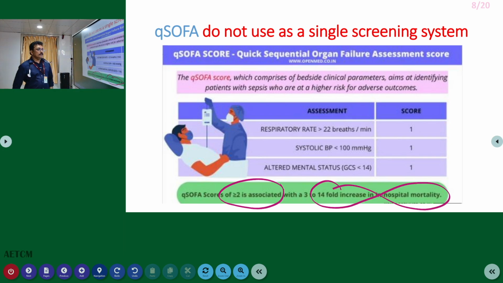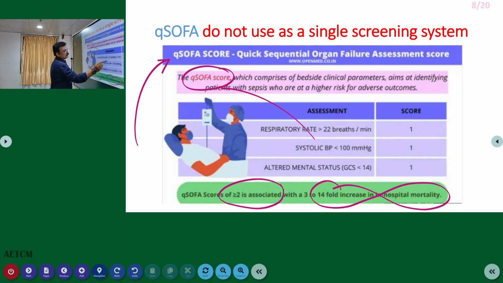So nowadays, the recent guidelines say that it is not like that. You have to see other parameters along with Q-SOFA, and only then should we make a mortality assessment. Q-SOFA alone will not satisfy mortality criteria. So there is a major change from the previous guideline. However, Q-SOFA is a very good tool in the emergency room, but it should not be used as a single screening system to assess mortality in sepsis. You have to add other findings to that.